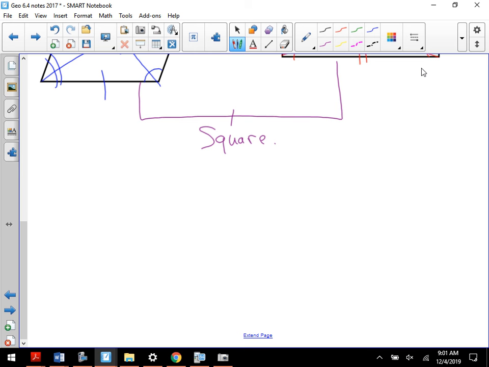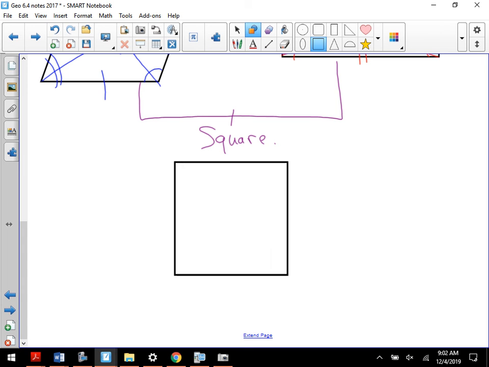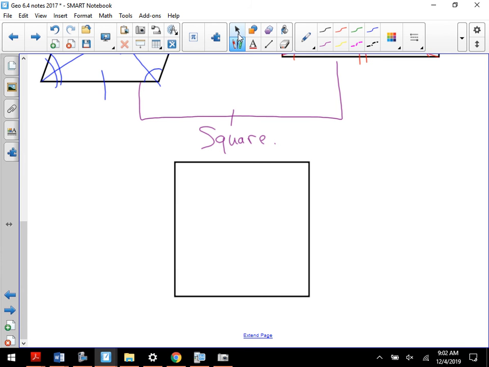Now, the square has all characteristics of every one of them above. I don't know if you really need to write all that. What I usually do is I just make a diagram and I mark it. So the square has all four sides that are the same, 4 right angles, diagonals that are congruent, diagonals that are perpendicular, and diagonals that bisect. Angles that bisect.